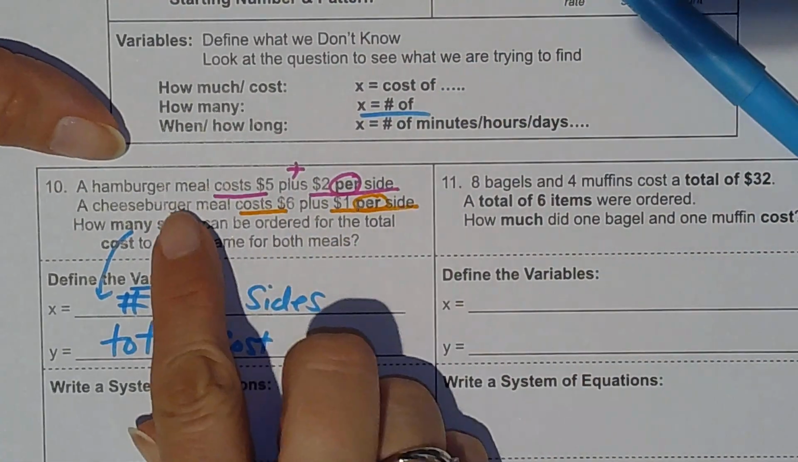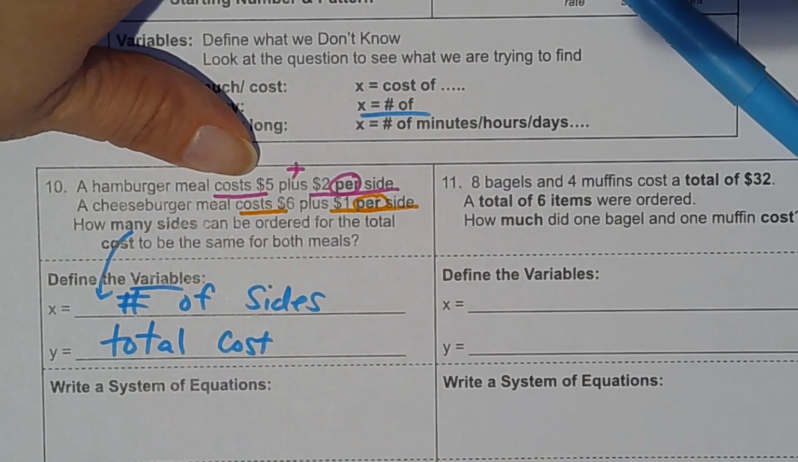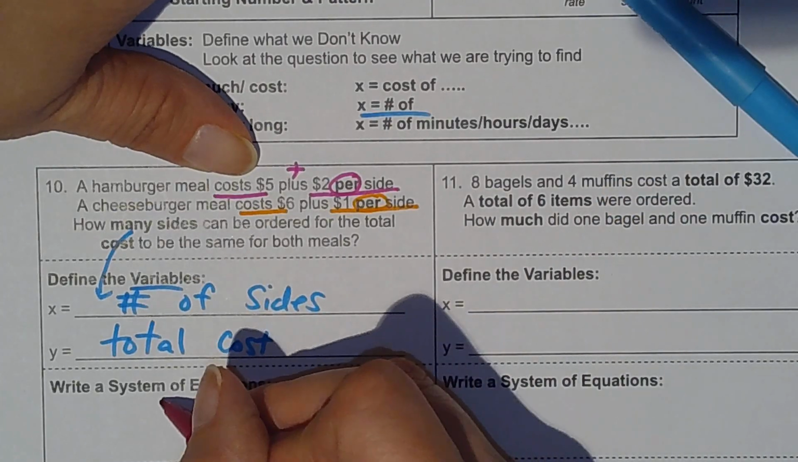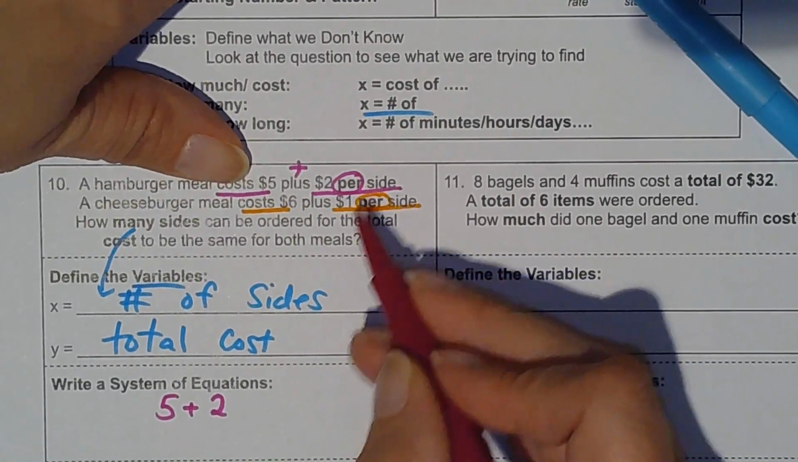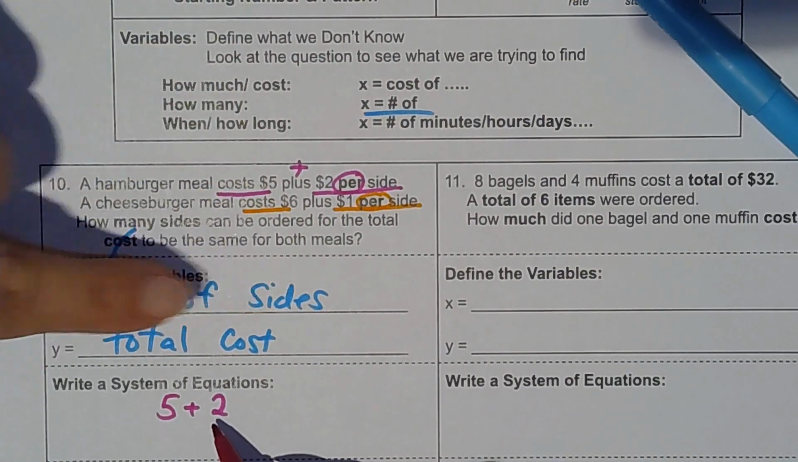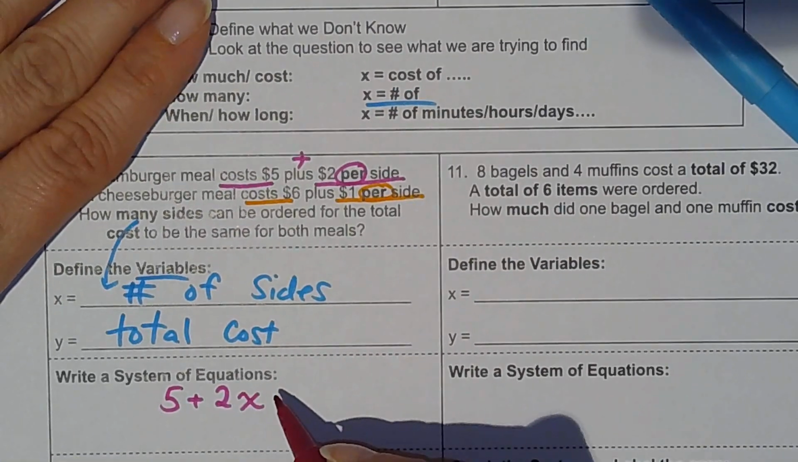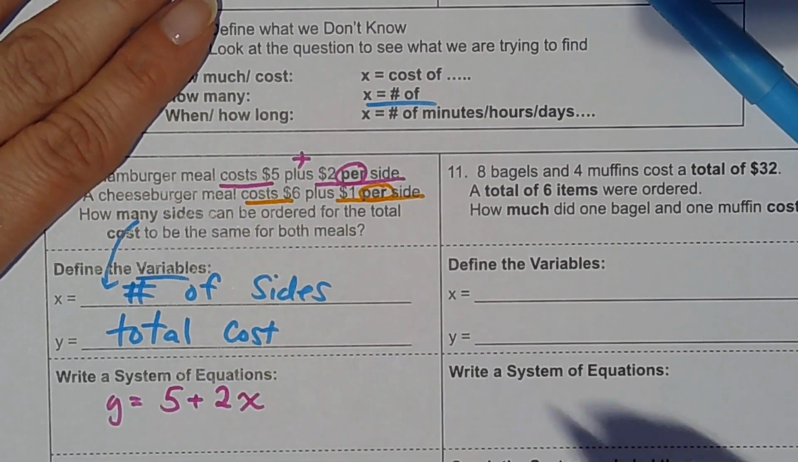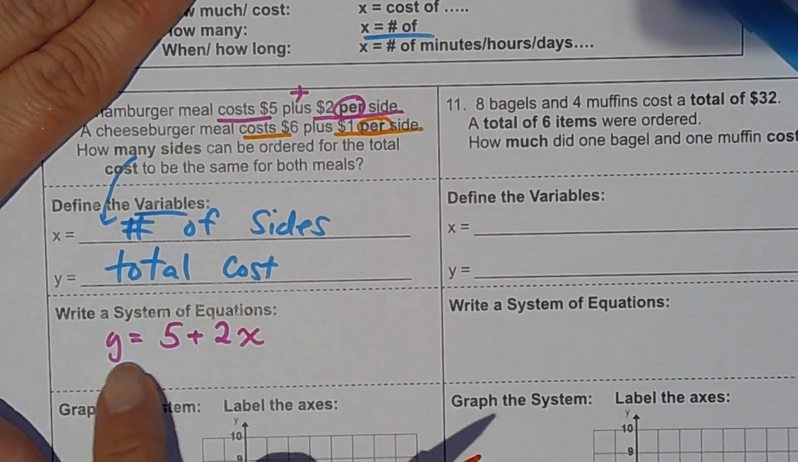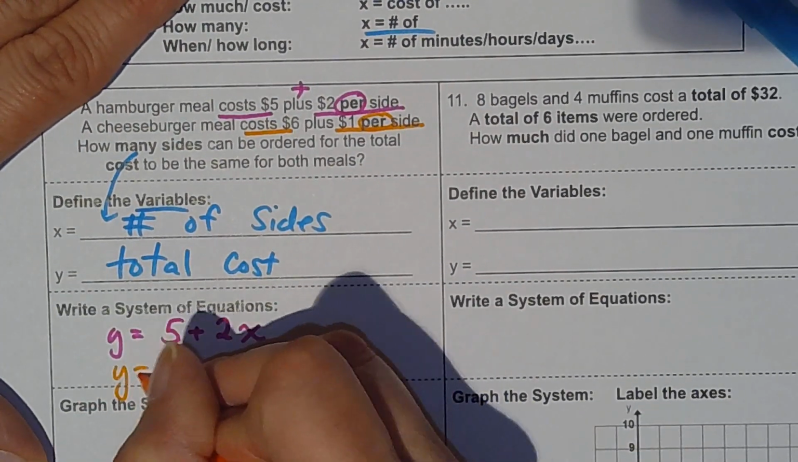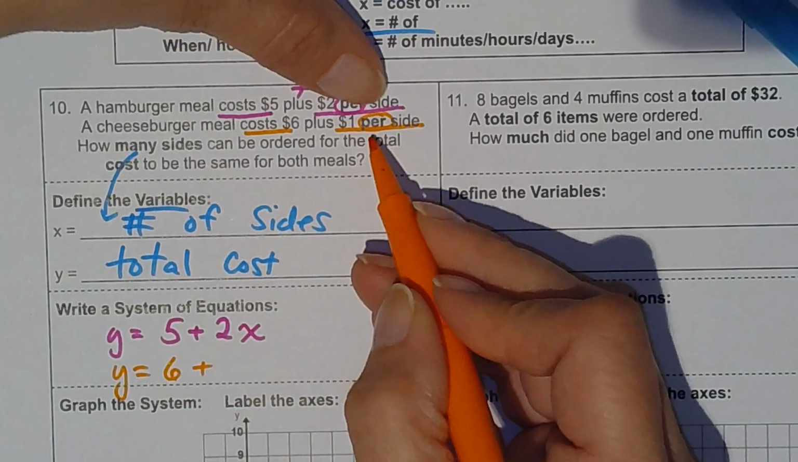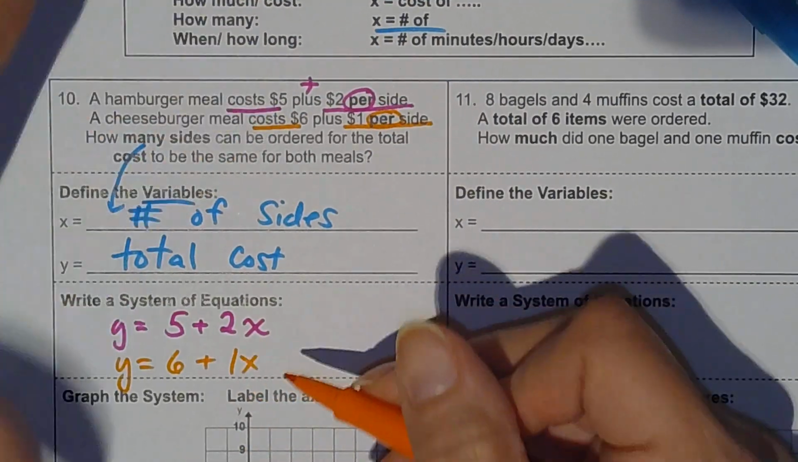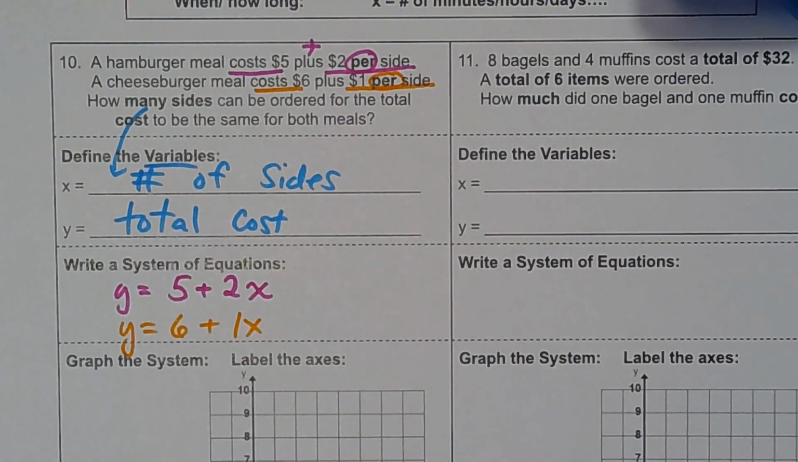Okay. We've got hamburger meal costs $5. So I'm going to write just a 5 plus $2 each side. $2, but now I need to put the x for the sides. And where does the y go? It must be y equals. Your second equation will also be y equals. It starts with 6 plus $1 per side, 1x. And so there is your system of equations.